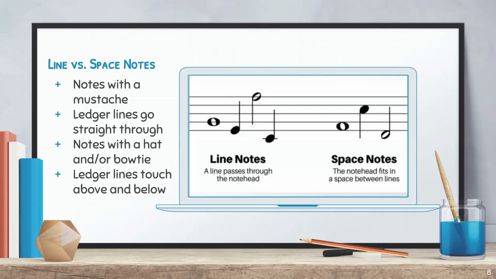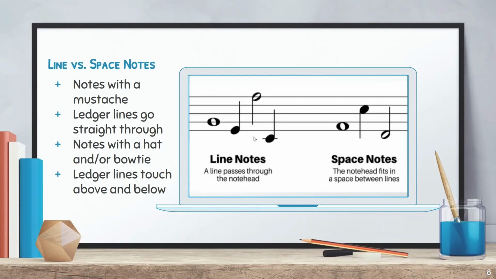Alrighty, now we're gonna take a big pivot into line versus space notes as we get into some landmark note reading. So, notes with a mustache. Ledger lines going straight on through, that would be our line notes. So these line notes are really just going to make sure that we understand that they have the line going straight through, straight through, straight through, straight through.